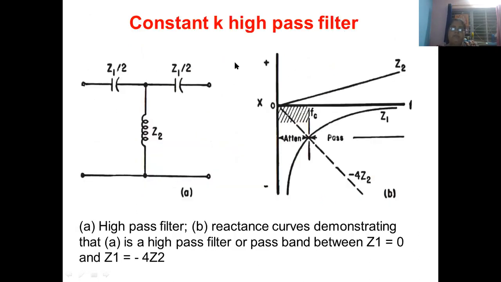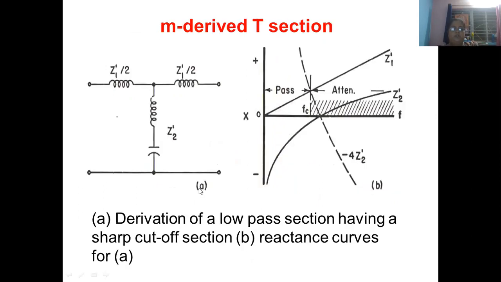This is the high pass filter, where the series arm is replaced by a capacitor and the shunt arm is replaced by an inductor. Here the pass band is between Z1 equal to 0 and Z1 equal to minus 4 Z2.